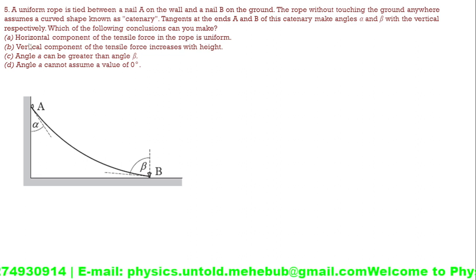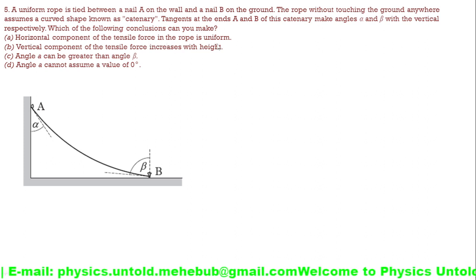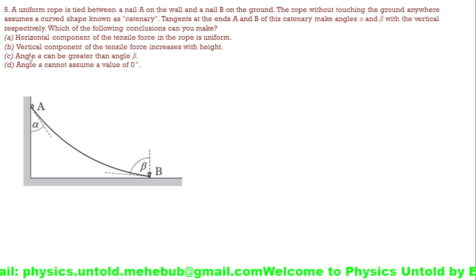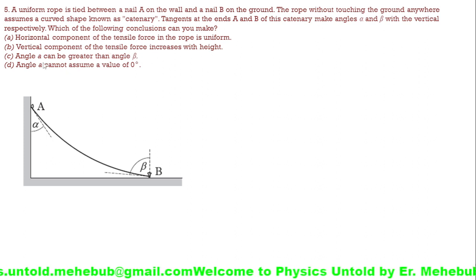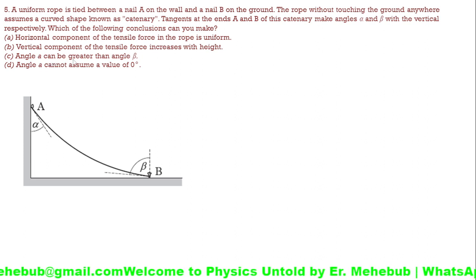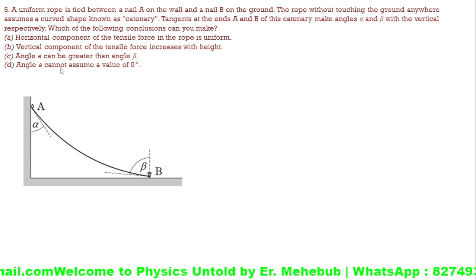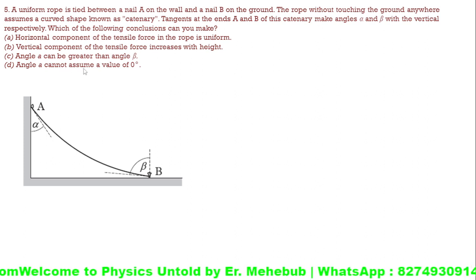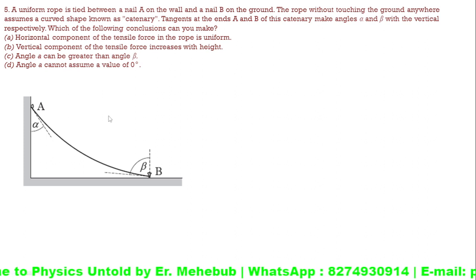A. The horizontal component of the tensile force in the rope is uniform. B. The vertical component of tensile force increases with height. C. Angle alpha can be greater than angle beta. D. Angle alpha cannot assume a value of 0 degrees.